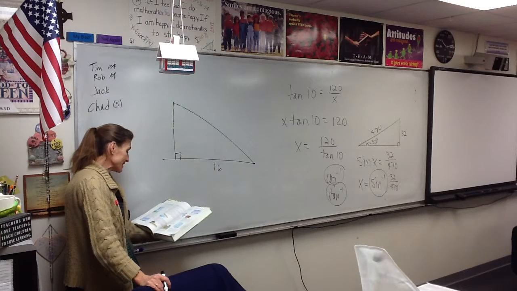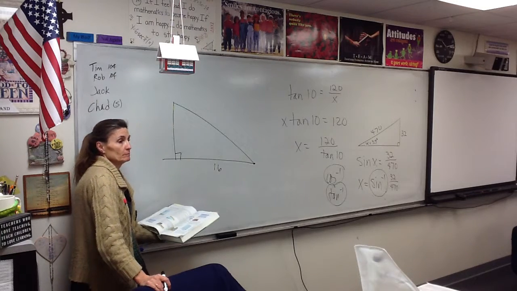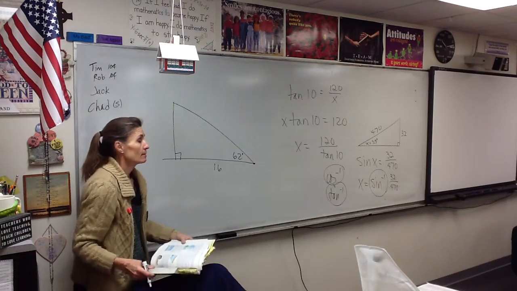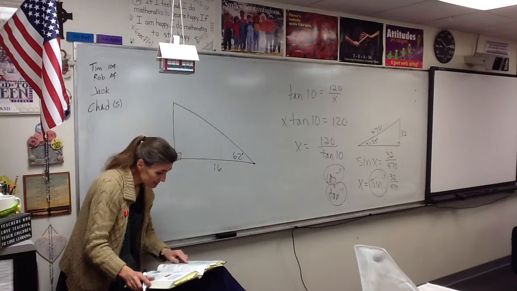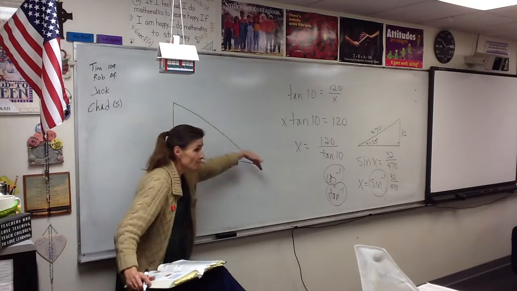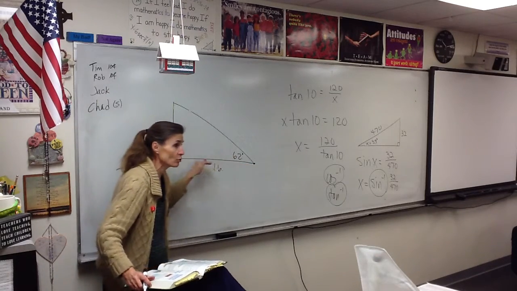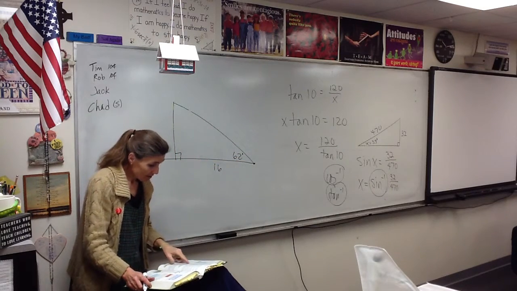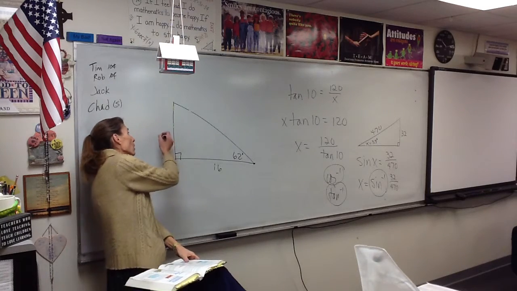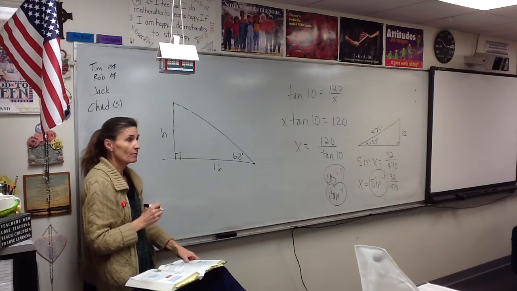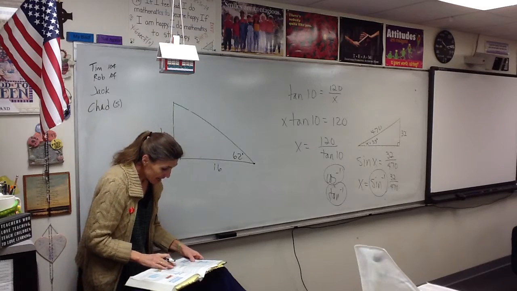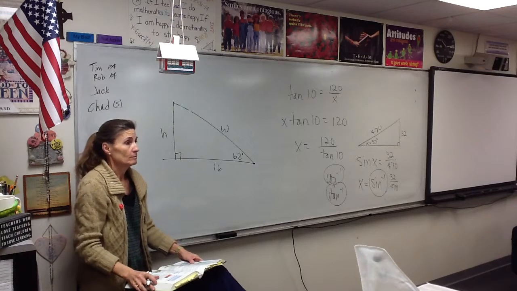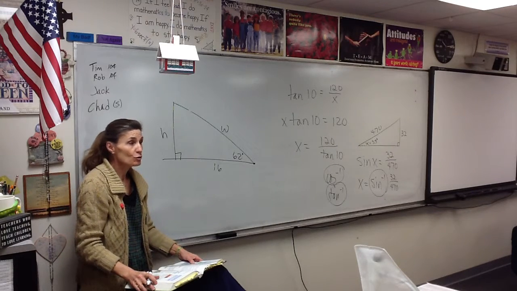Where do I put the 62 degrees? Right here. Do not be confused, boys and girls. It says the wire makes an angle of 62 degrees with the ground. Here's the wire, here's the ground. That's 62 degrees. Find the height of the pole, I'll call that H, and the length of the wire. So this is a two-parter. There are two things you need to find.